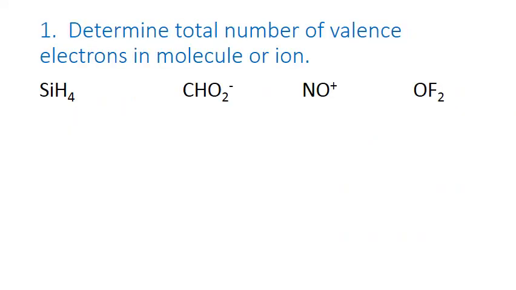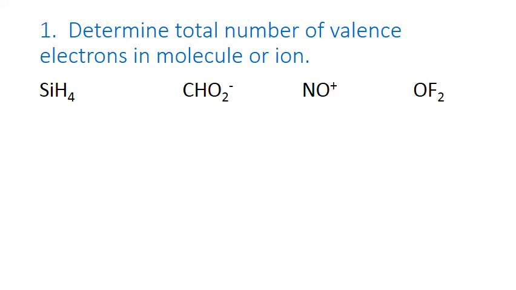So let's do some examples. Here I have four molecules. Some of them are neutral molecules, some of them are actually ions. And we're going to start with the first step for each of them, determining the total number of valence electrons.